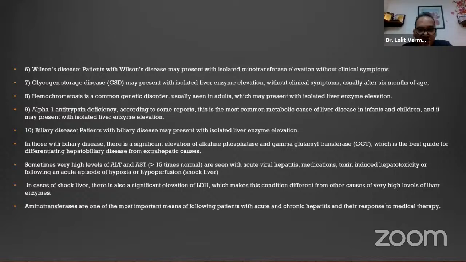In Wilson's disease, a patient may present with isolated aminotransferase elevation without any clinical symptoms. So definitely, if you have this patient, initially they might not have tremors, they might not have ascites, but continuous elevation of aminotransferase definitely needs further investigation. In GSD, glycogen storage disease may present with isolated liver enzyme elevation.